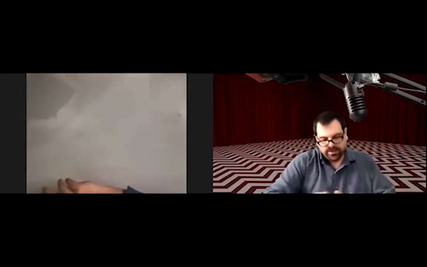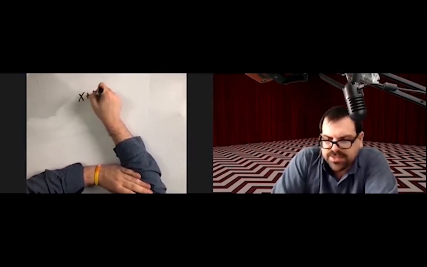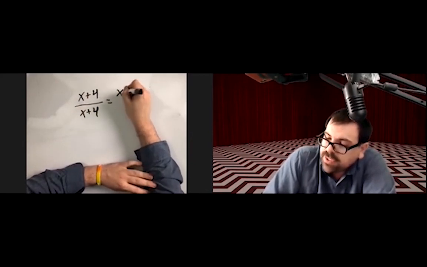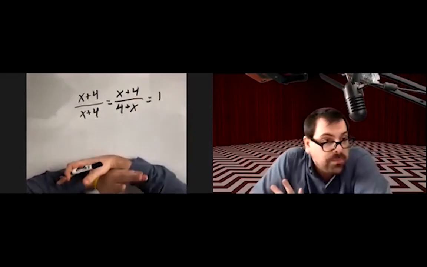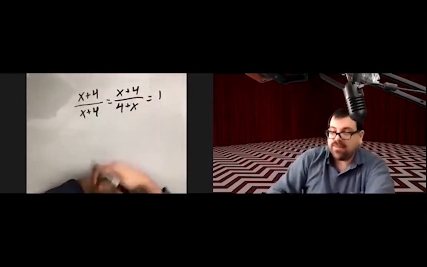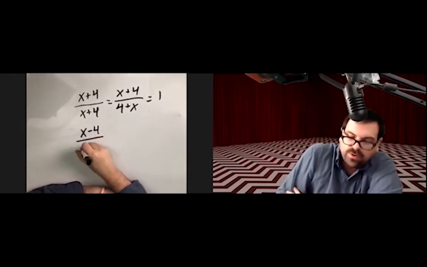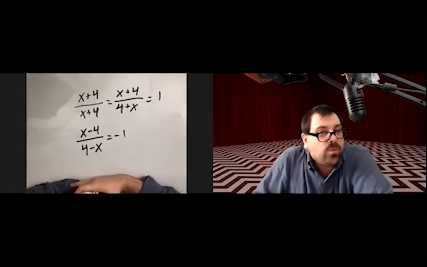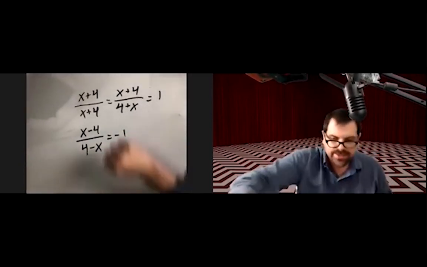I want to remind everyone: x plus 4 over x plus 4, or x plus 4 over 4 plus x, both equal 1 because we can add in any order. So these are the same. But if we had x minus 4 over 4 minus x, that would equal negative 1 because these are opposites.